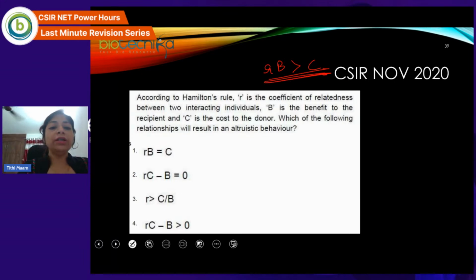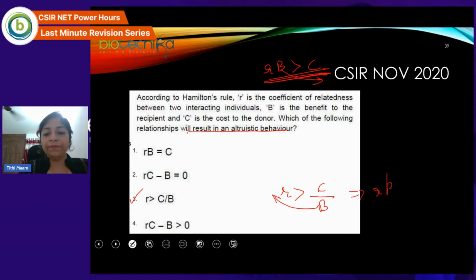So which of the relationships will result in an altruistic behavior? For that it has to follow Hamilton's equation, that is RB greater than C. So if you see this, option 3 is the only answer that will follow, right? What has happened here is they have moved B over. That's why R has become greater than C by B. If you move B to this side, again it will become RB is greater than C, which is the Hamilton's rule format that we have studied.